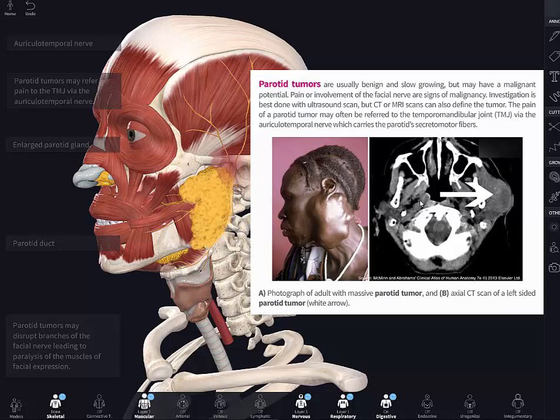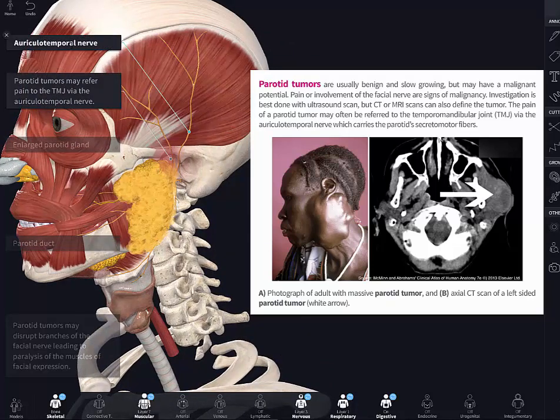So the pain of a parotid tumor may often be referred as well to the TMJ via the auriculotemporal nerve. The auriculotemporal nerve is over here, and if you have irritation of this nerve, as it is primarily a sensory nerve coming from the trigeminal nerve, you can imagine that that is going to refer pain to the temporomandibular joint. In addition to that, this nerve also carries the secretomotor fibers.